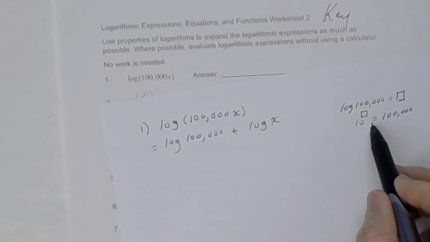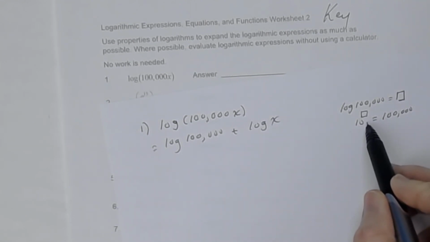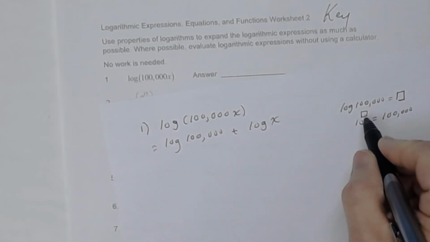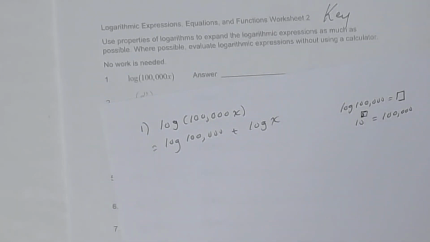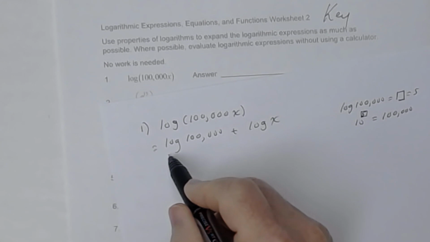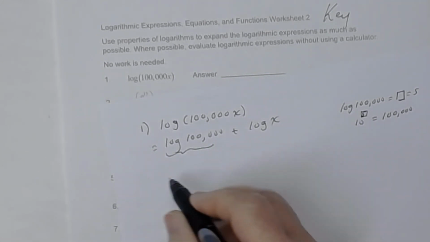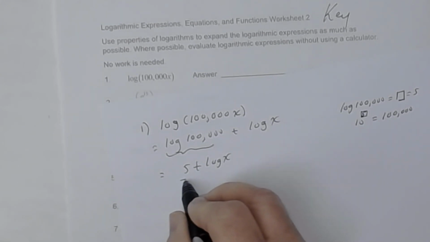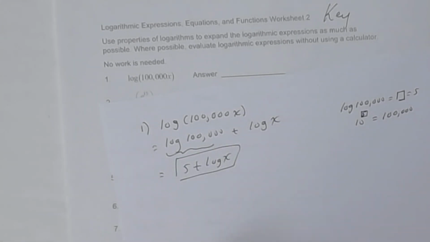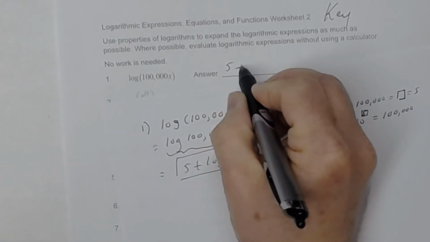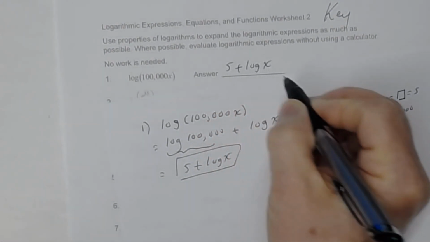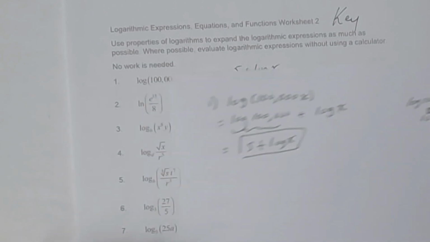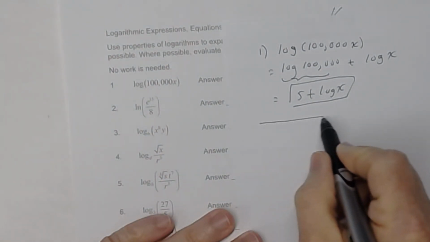Well, the answer is going to be 10 to the fifth power, right? So 10 to the fifth power is 100,000. So this is 5 right here. So this right here becomes 5. So this would be 5 plus the log of x, and you cannot do anything else. Those are not like terms, so you're done. All right, so the answer is going to be 5 plus the log of x. Okay, number 2, you have this.